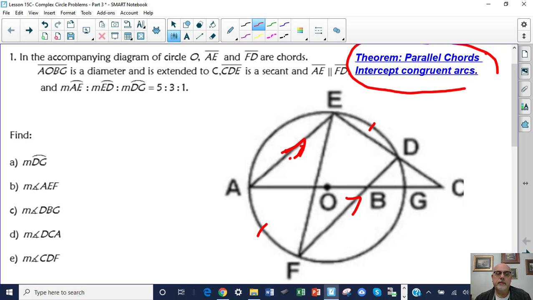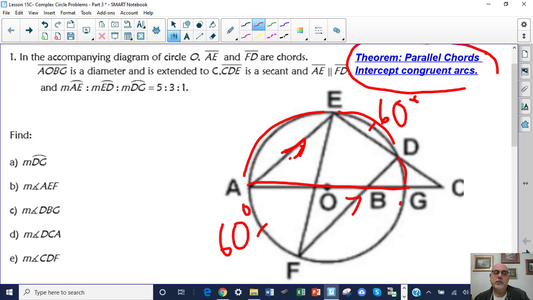If we look at the diagram, you're given a diameter right here. So the arcs here and there all have to add up to 180 degrees. And you're given arc AE, arc ED and arc DG in ratio of 5 to 3 to 1. So you've got 5x plus 3x plus x equals 180 because we're talking about half a circle. When you do that, you find that x is 20. So arc DG is 20, ED is 60. And by the way, AF is 60 also because parallel chords intercept congruent arcs, and 5 times 20 is 100.